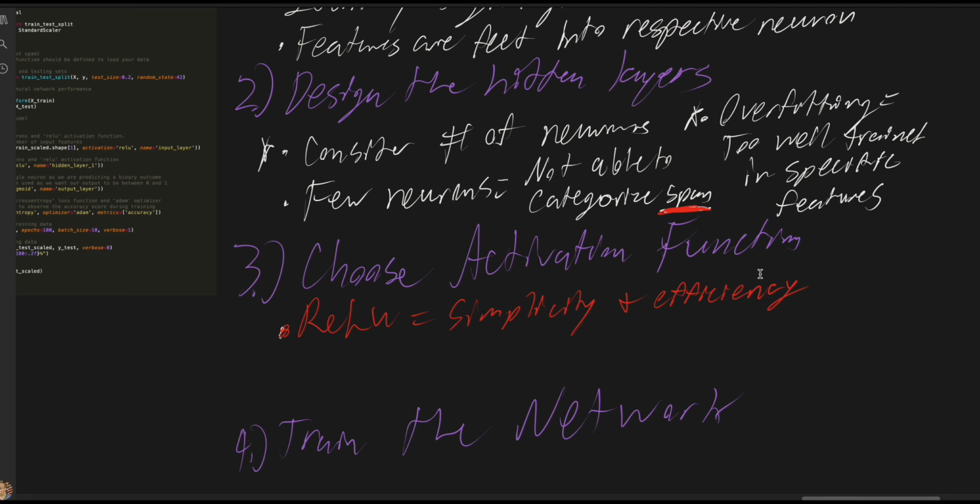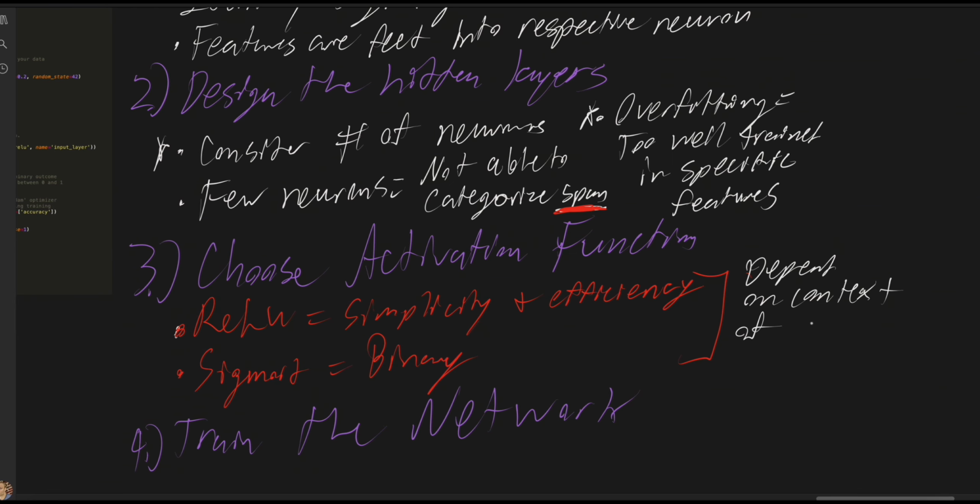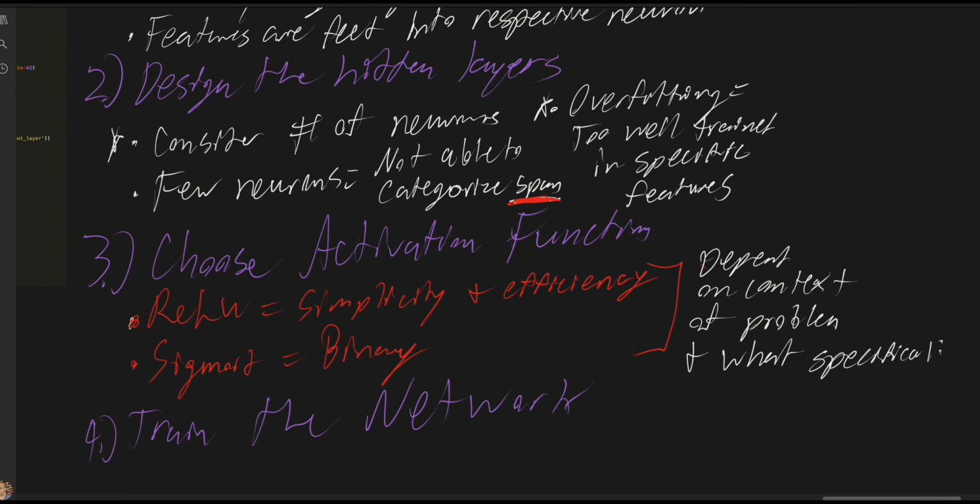However, for the output layer, we might use a sigmoid function since our final decision is binary: spam or not spam. So we could use a sigmoid for the sake of binary, because that's the most common convention. It depends on the context of the problem and what specifically you want to output.